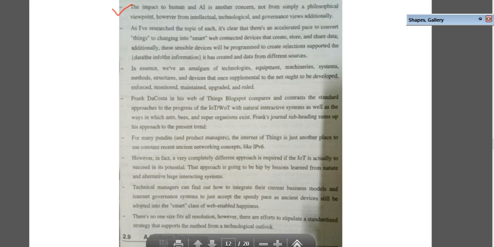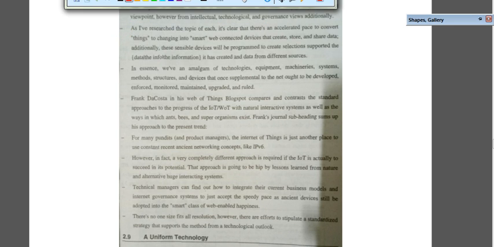So the next point is the impact on humans and AI. AI, meaning artificial intelligence, is another concern, not simply from a technical viewpoint, but additionally from an intellectual, technological and governance view. So the impact of WoT, the web of things, on humans and artificial intelligence is another concern, as per the technological, intellectual and governance points of view. So again, it is explained with one example.